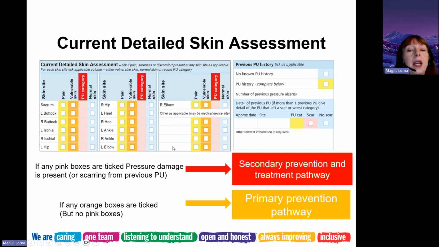There is some free text space where we can add other areas which may develop pressure damage, ears, noses, anywhere else that damage may occur with the same colour coding.